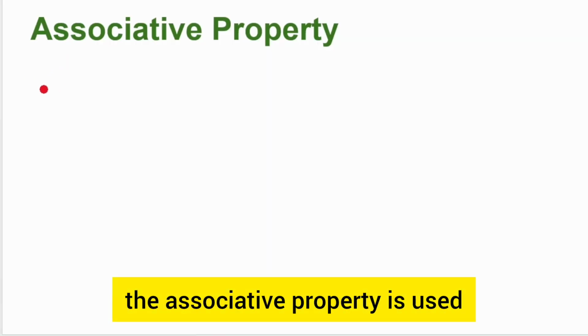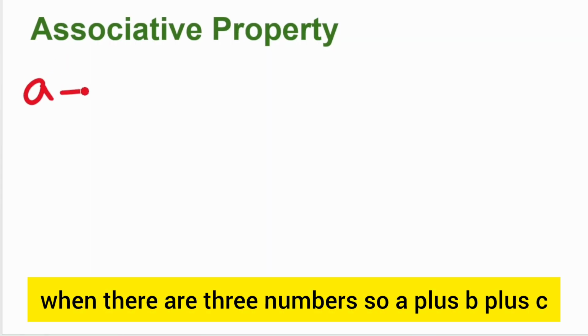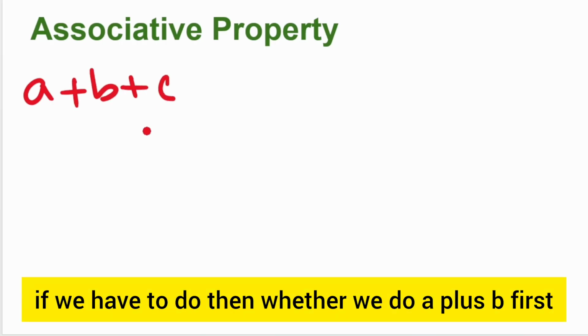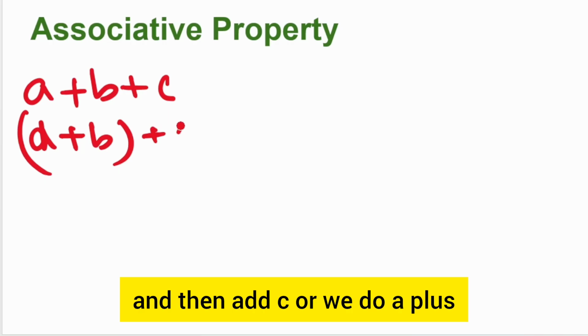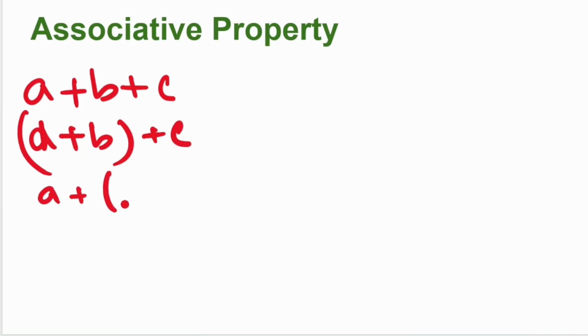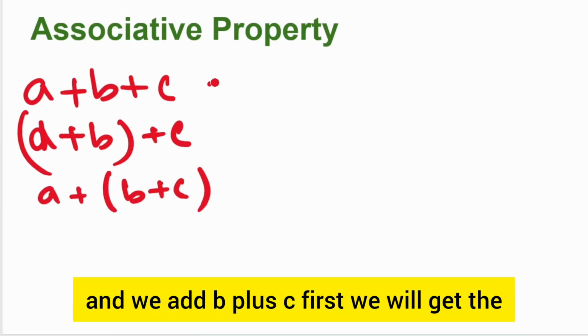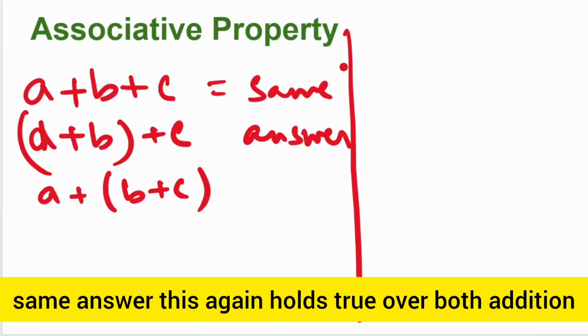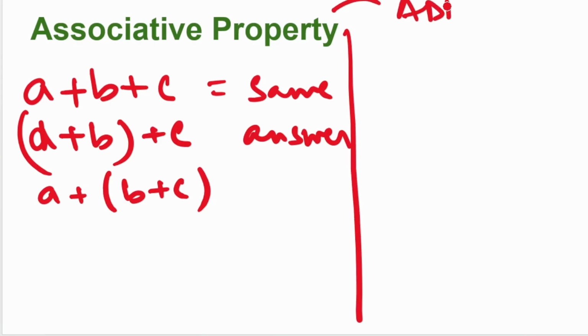The associative property is used when there are three numbers. So A plus B plus C, if we have to do, then whether we do A plus B first and then add C, or we do A plus B plus C first, we will get the same answer. This again holds true over both addition and multiplication.